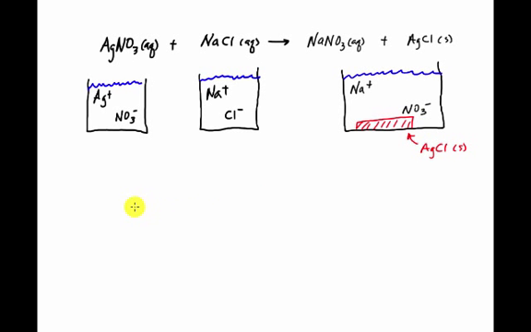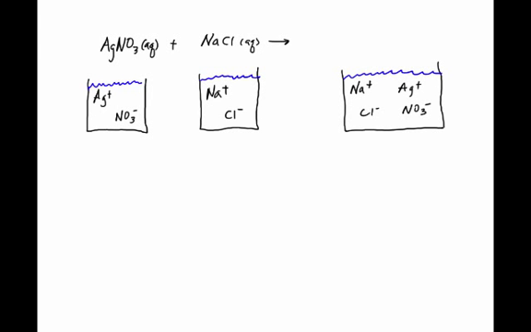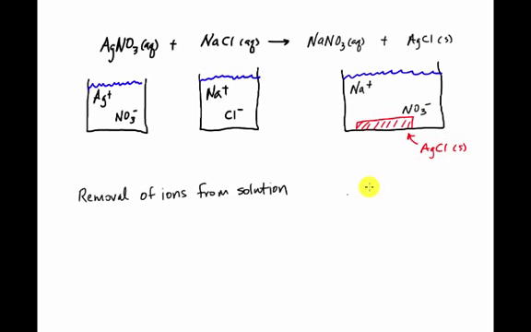So what we're looking for in double replacement reactions is the removal of ions from solution. That's crucial to a double replacement reaction. When we mix these two chemical compounds together, we end up with a solid substance that forms. Beforehand, it looked like this, and then when we mix them together, you end up with this, where these two ions come together. So we're looking for the removal of ions from solution.